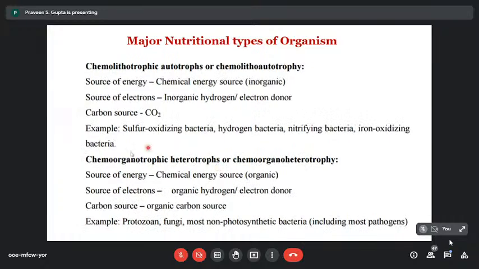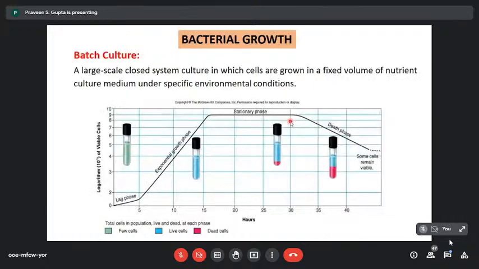Whereas similar types of bacteria, like hydrogen bacteria, iron sulfide oxidizing bacteria, or nitrifying bacteria, are good examples of chemolithotrophic bacteria. So at least these names you should remember, which are commonly asked in the exam.